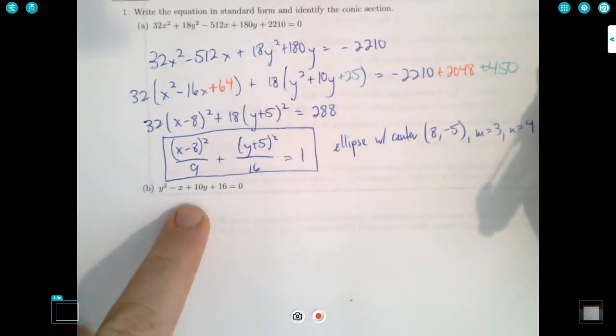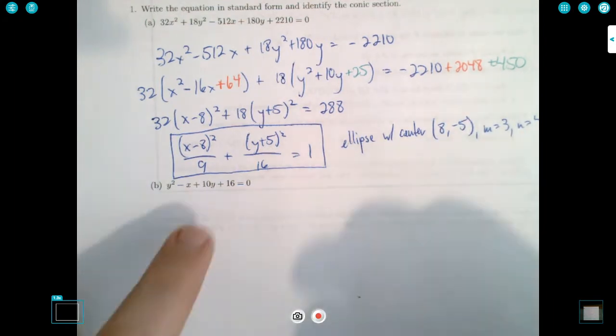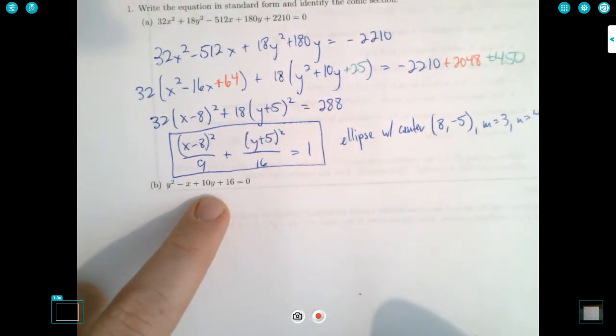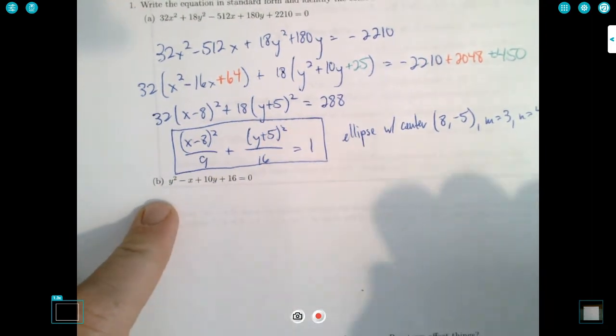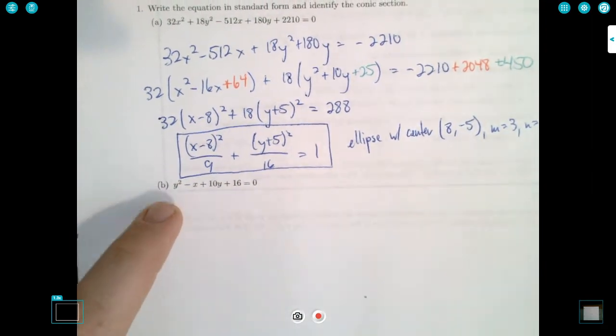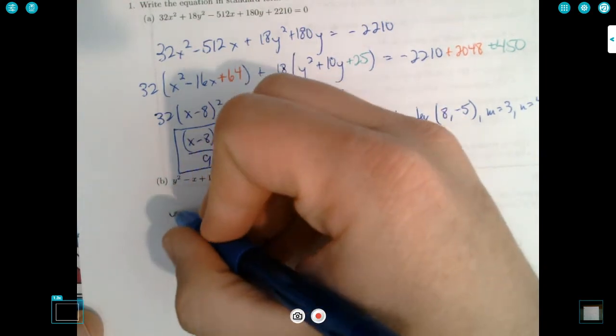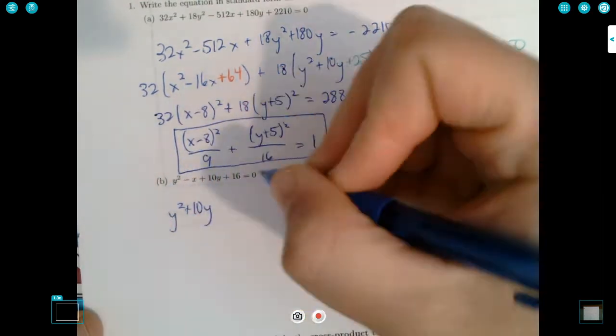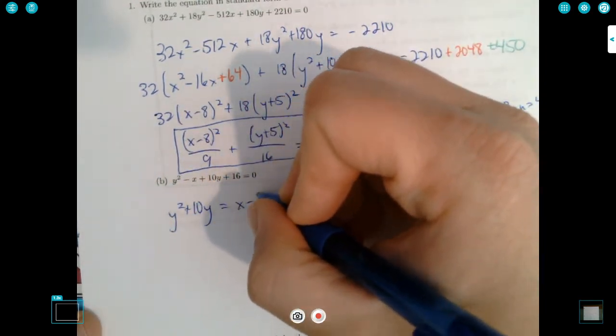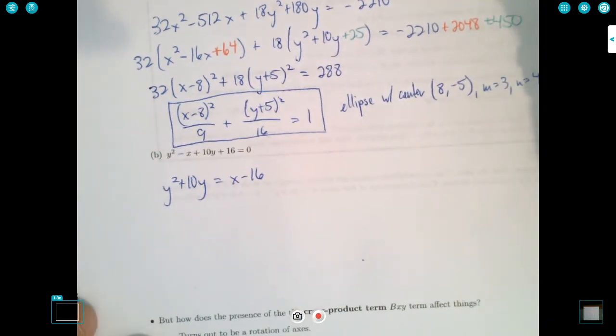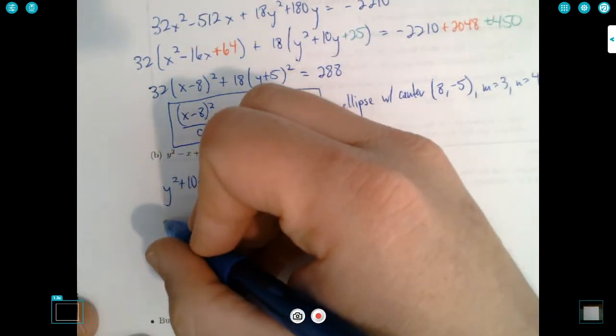Let's do this again with this kind of thing. Notice that on this one, you don't have an X group to complete the square on. You just have a Y group to complete the square on. So I'm just going to group the Y's together, y squared plus 10y, and move everything else over. And then I can complete the square.